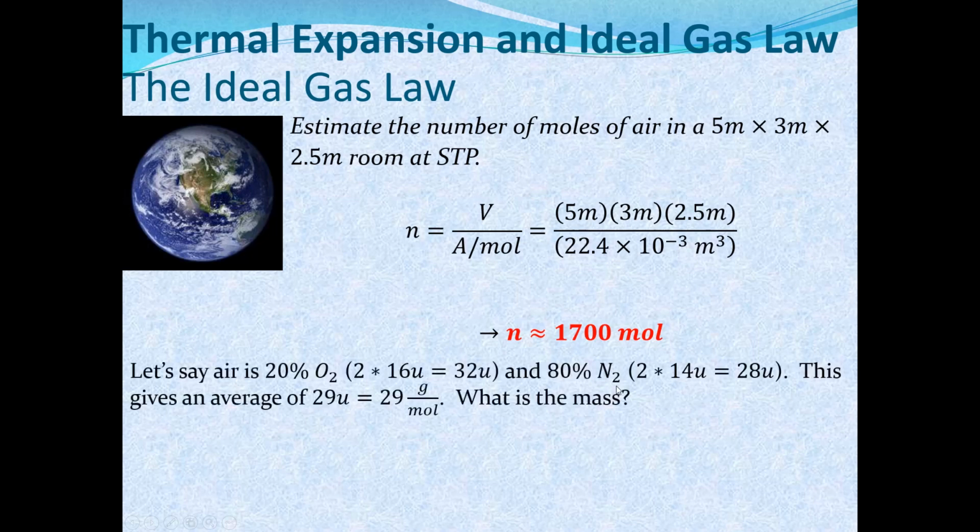All right. Now, if we say something like 20% of air is oxygen and 80% is nitrogen, so this is the molecular mass of an oxygen molecule, and this is the molecular mass of a nitrogen molecule, and we want to figure out the mass, we can actually do it the same way. Take this and multiply it by the average molecular mass, and we get 50 kilograms. So air basically in this room is about 50 kilograms.